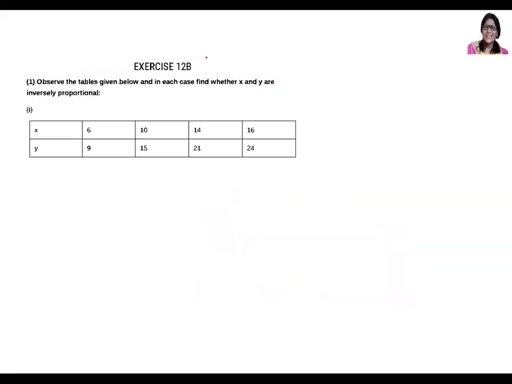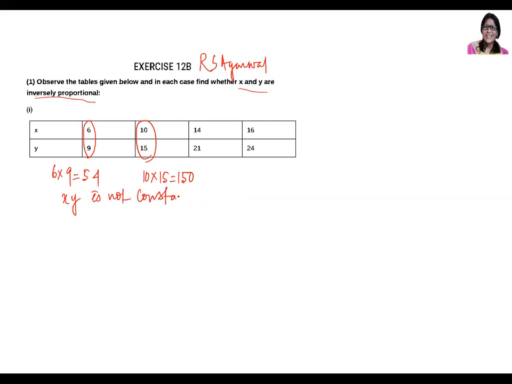Now coming to your exercise questions, R.S. Agarwal, because many questions are given together, so I prefer that book. Now observe the table given below and find whether x and y are inversely proportional or not. For each case, you will take the product of x and y. First case, it will be 6 into 9, 54. For second case, it will be 10 into 15, 150. Are they equal? No. The product of x and y is not constant. So no need of going to other terms. From 2 only you can say x and y are not inversely proportional.